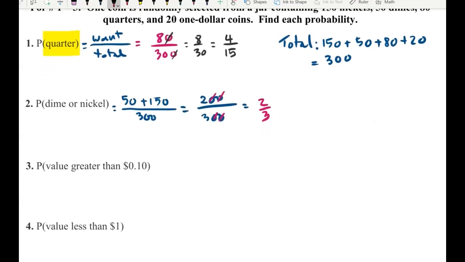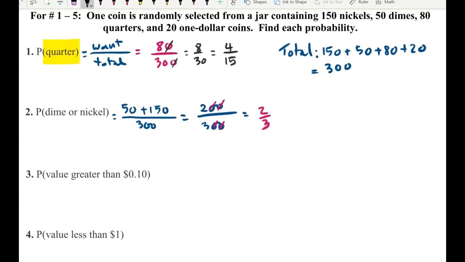Number 3, they ask you for the probability of the coins that have a value greater than 10 cents. So any coin greater than 10 cents is the coin that we're looking for. A dime at 10 cents doesn't count. They ask you for greater, so that will be quarters and dollar coins. So 80 plus 20 over the total of 300. That will be 100 over 300. We reduce this by 100. That will give you 1/3 as the final answer.